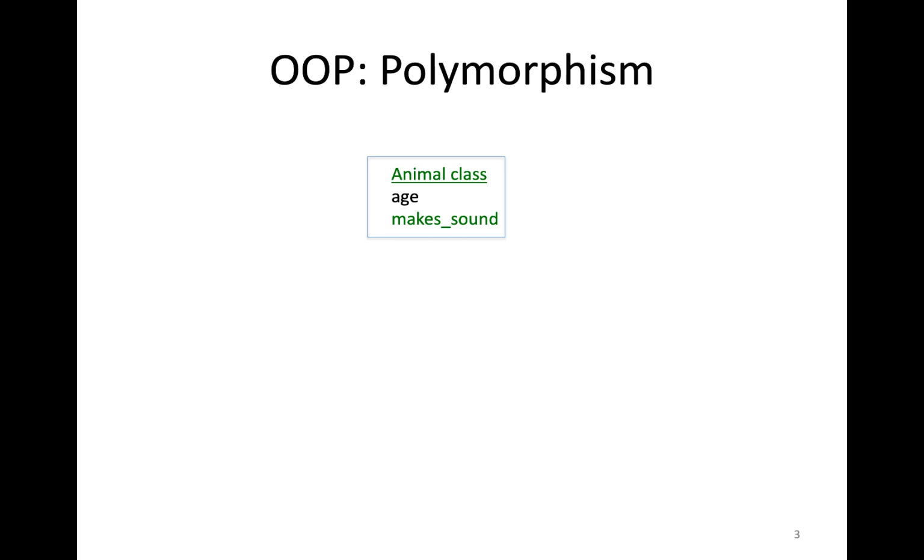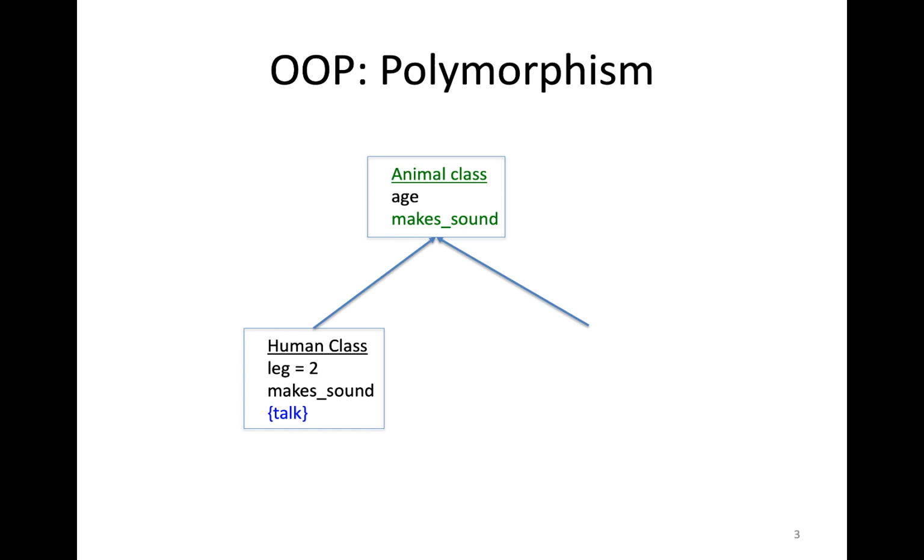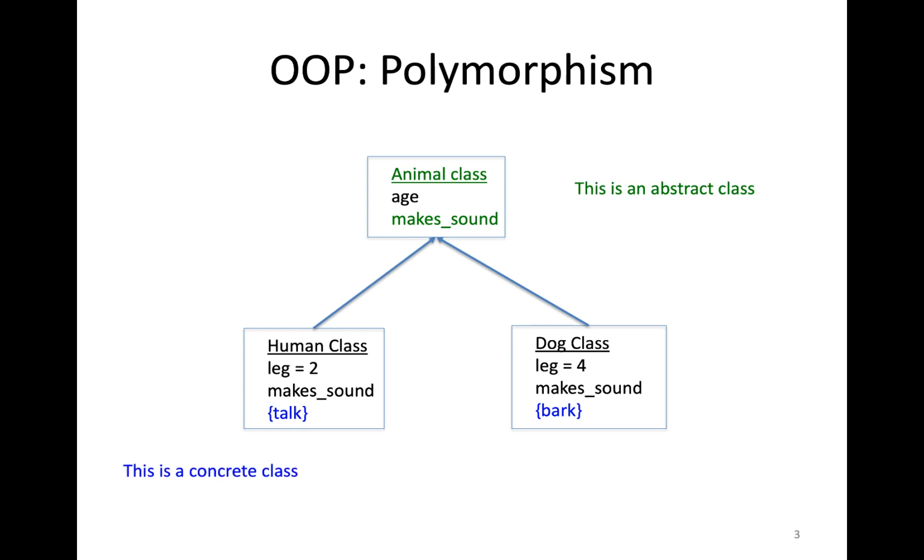So before knowing which sort of animal we are talking about, it is impossible to implement the body of this function, make sound, right? So that's why make sound is an abstract function, and this class animal should also be an abstract class, but we can inherit from this abstract class, and we can have a human class, and also we can have a dog class, and those human and dog classes can be concrete.